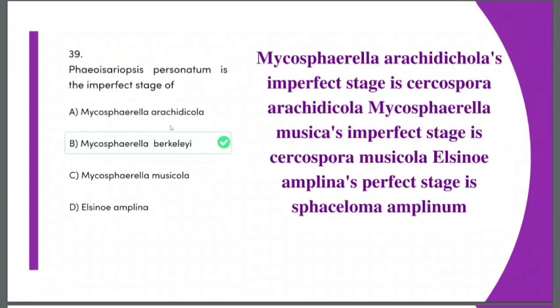39th question is, Cercospora personata is the imperfect stage of. So it's the imperfect stage of Mycosphaerella berkeleyi. So here some of the imperfect stage of different fungi are given. These are given in option, and their perfect stage are given as explanation. So you can take a screenshot if you want.